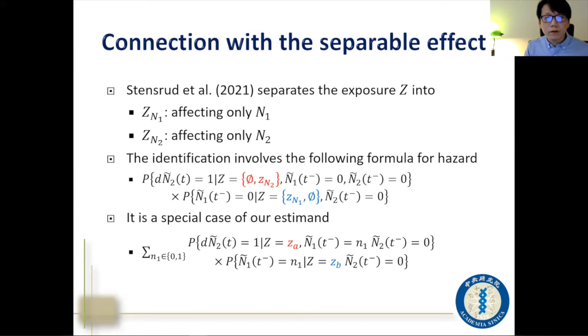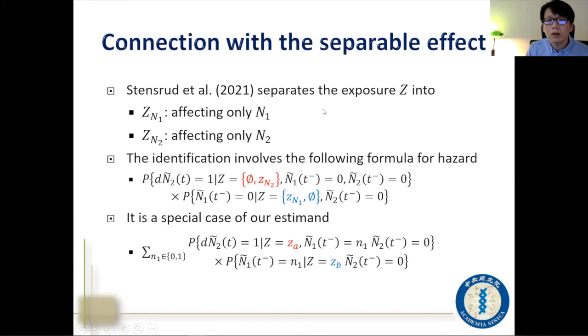Okay, since we still have some time, I want to build some connection with recent literature in causal inference. Stensrud et al. recently published a paper in JASA, and they propose a new causal effect called separable effect. In their setting, they do not really consider a semi-competing risk problem. Instead, they consider a competing risk problem.